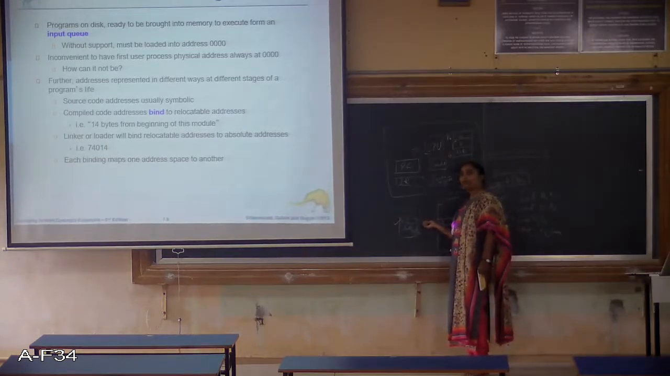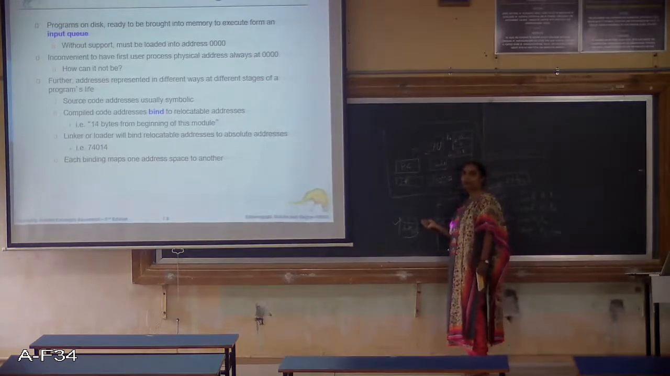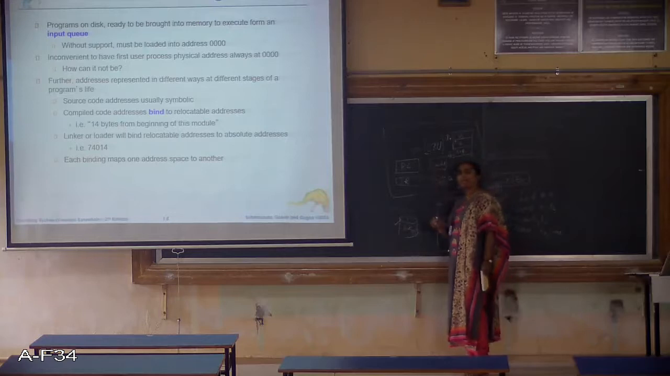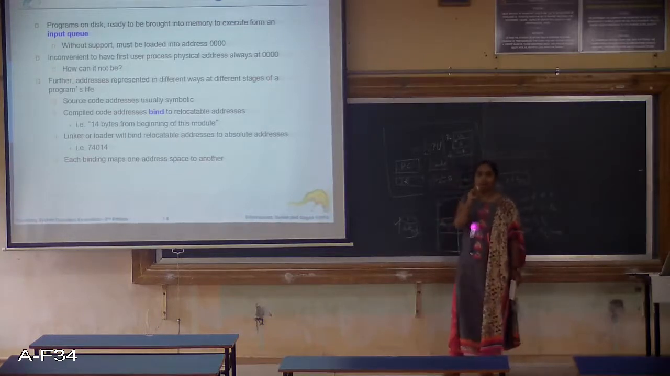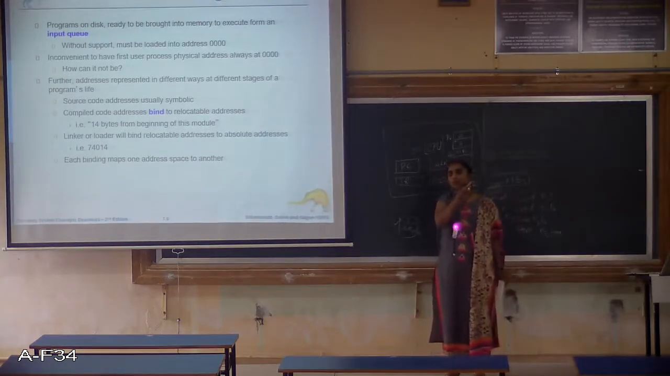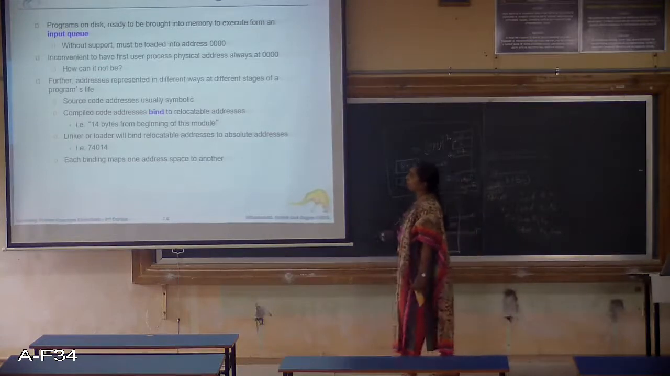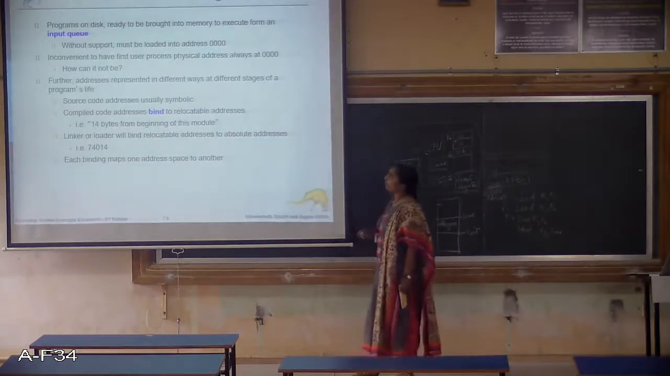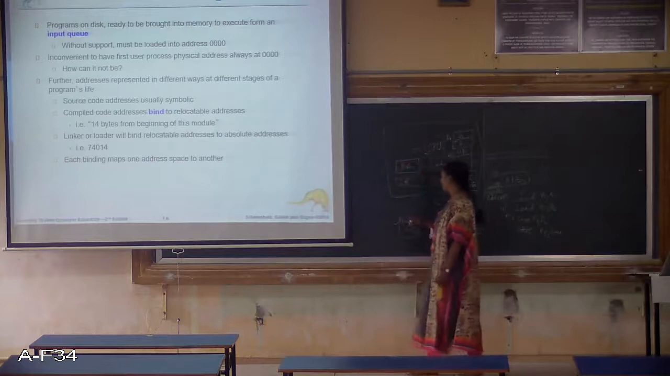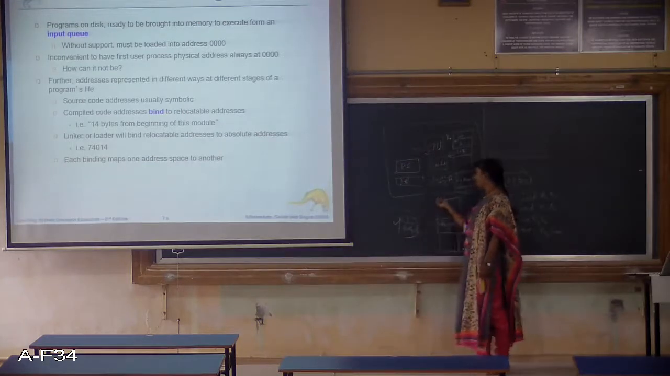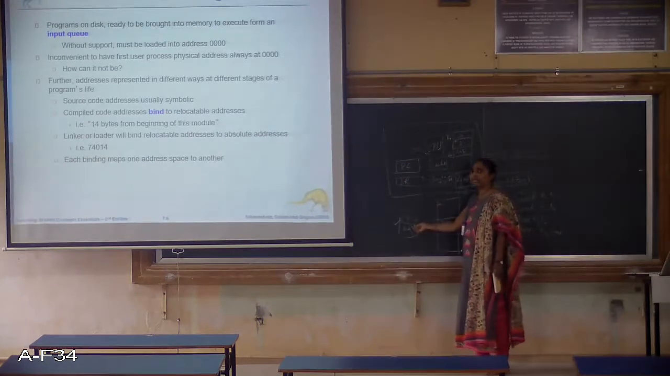Program on disk ready to be brought into the memory to execute from an input queue. So from the disk, the program has to be brought into the main memory, and for this, the programs will be there in the ready queue. So you will double click on any application. That double clicking of that application will cause the program to be brought from the disk to your input queue. From the input queue, it has to be brought into the main memory.